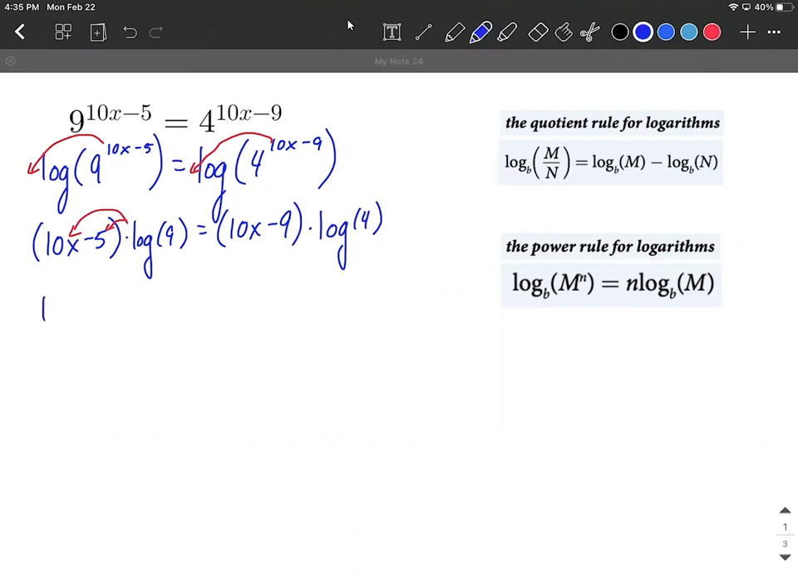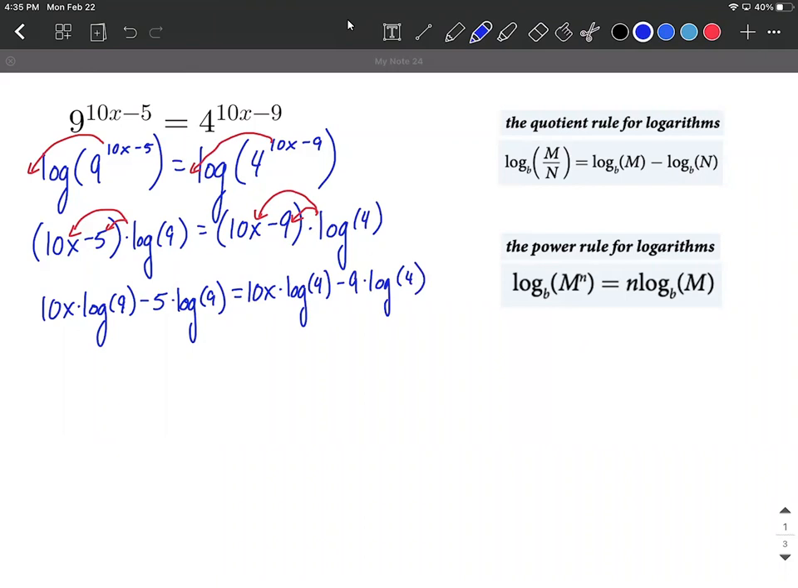So that's going to give us 10 times x times log of 9 minus 5 times log of 9 equals, and on the right-hand side, very similarly, we're going to distribute that log of 4 to each one of these terms on the inside of the parentheses to get rid of our parentheses. So we have 10 times x times log of 4 minus 9 times log of 4.